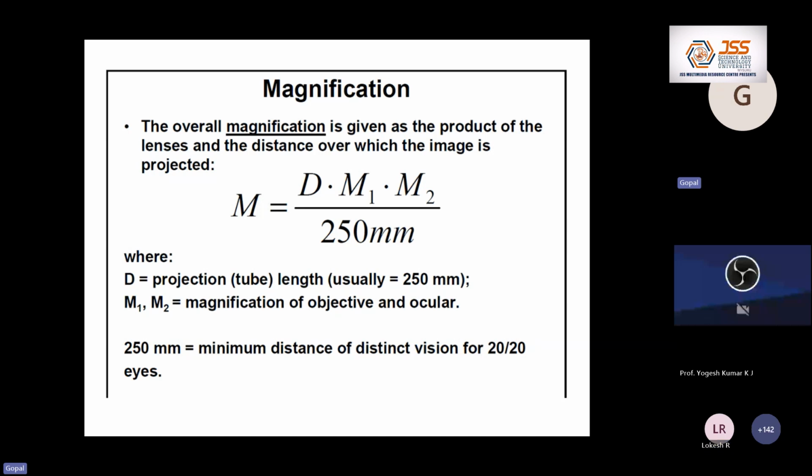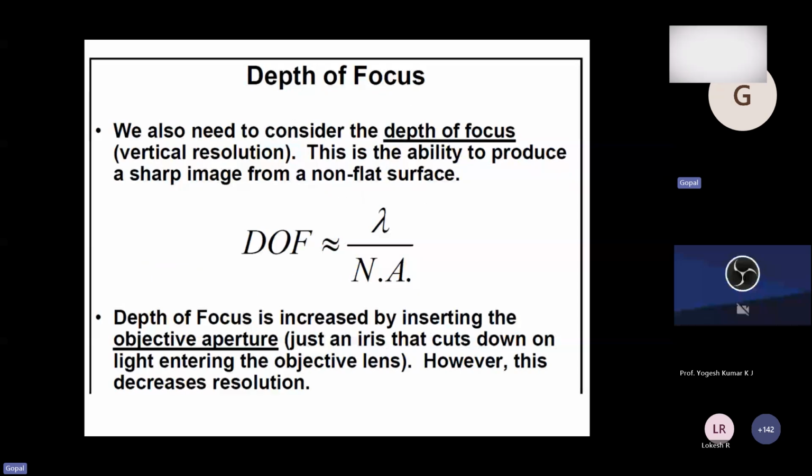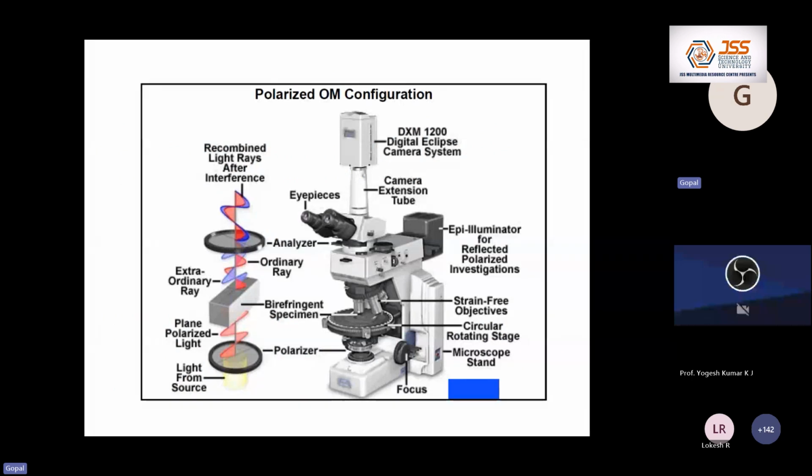Okay. Then, so these are simple formulas available. Depth of focus also has a limitation. And these are the polarized microscope. See, these are all the optical microscopes that work in the resolution of 10x, 100x, 200x, not beyond that.